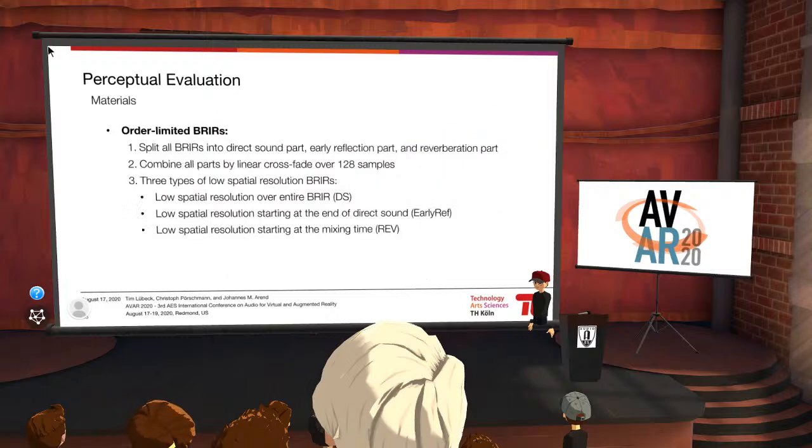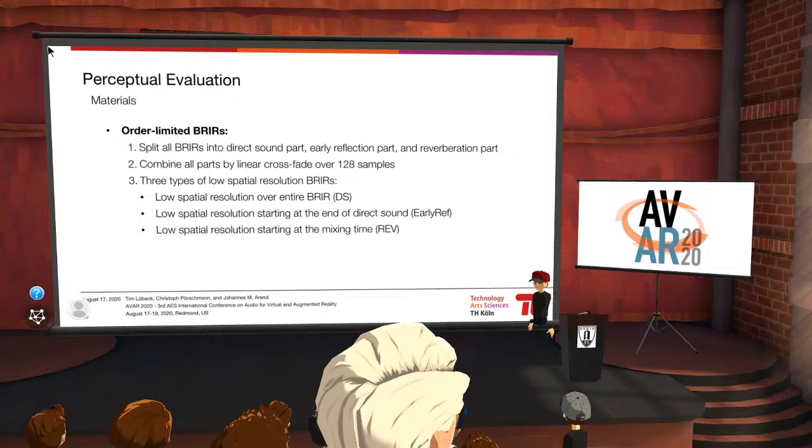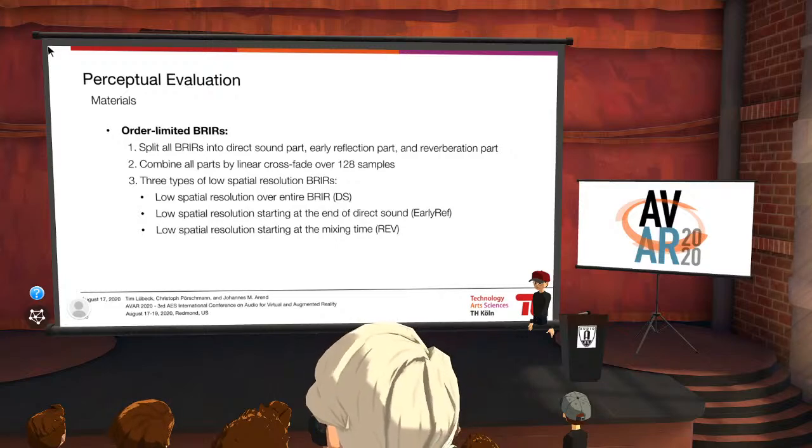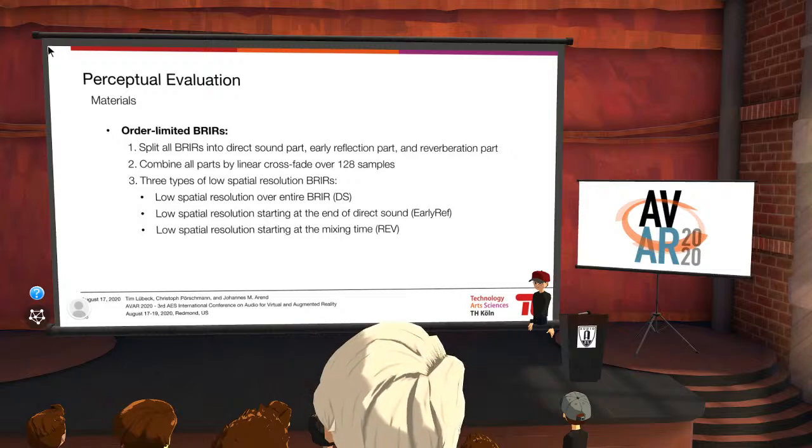Then some more words about the materials. I explained how we calculated the BRIR sets with a lower resolution. Then we split each BRIR set after the direct sound and after the mixing time, and then we recombined 3 types of BRIRs by a linear crossfade over 128 samples. The first type was the DS condition, the direct sound condition, and this was a BRIR set with completely low resolution.